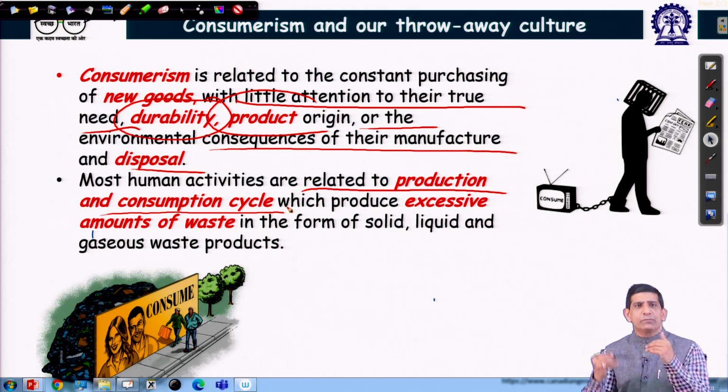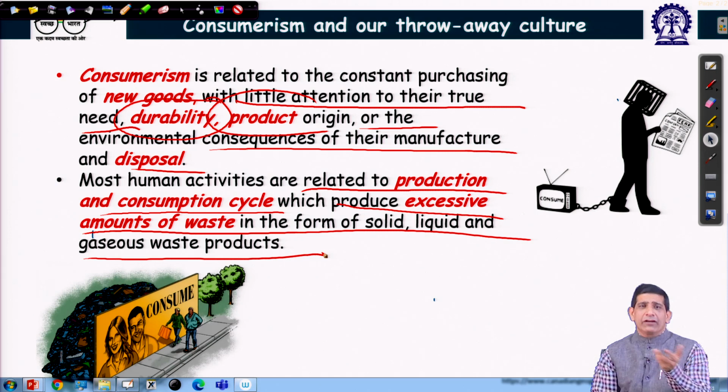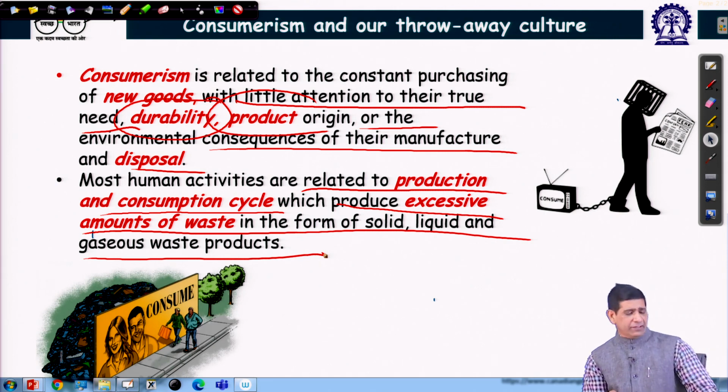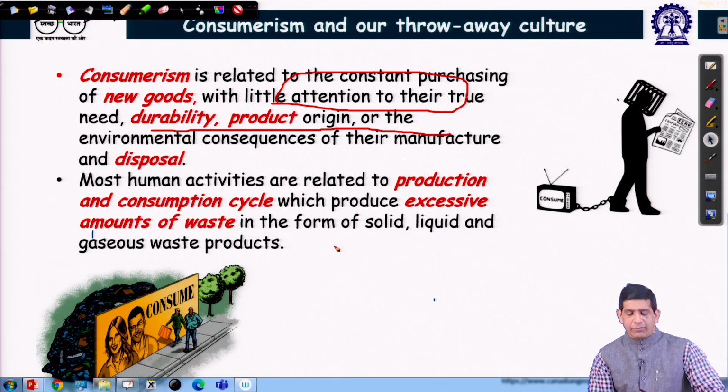So most human activities are related to production and consumption. We produce and consume, and that leads to an excessive amount of waste in the form of solid, liquid, and gaseous waste products. Remember we talked about affluenza, that kind of syndrome. So that's what it is: production and consumption, leading to a lot of solid, liquid, and gaseous waste product coming out, and that is creating issues in terms of our waste crisis.